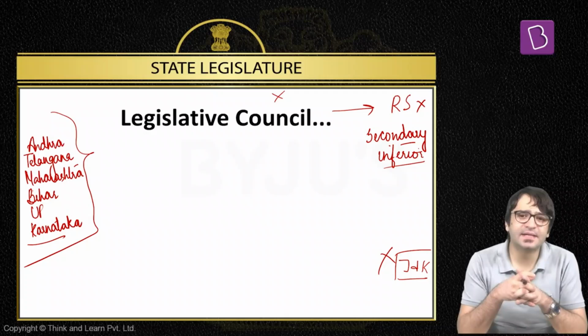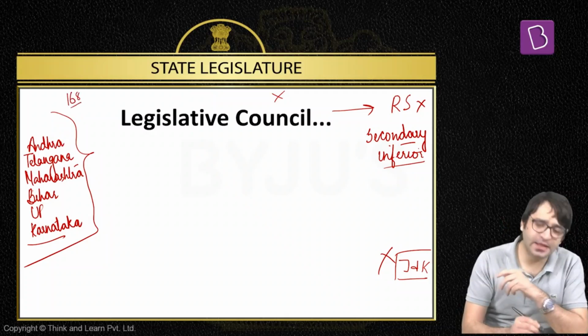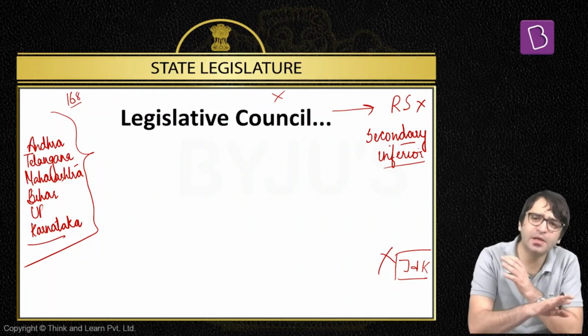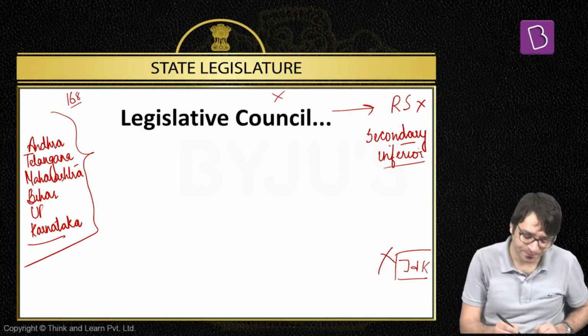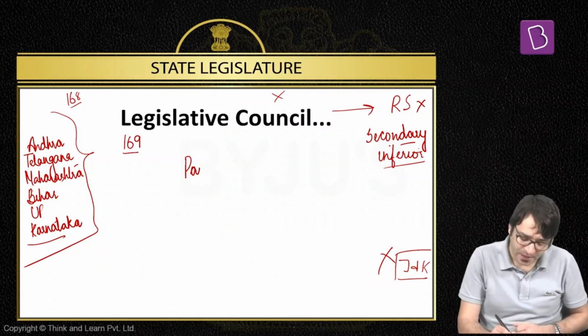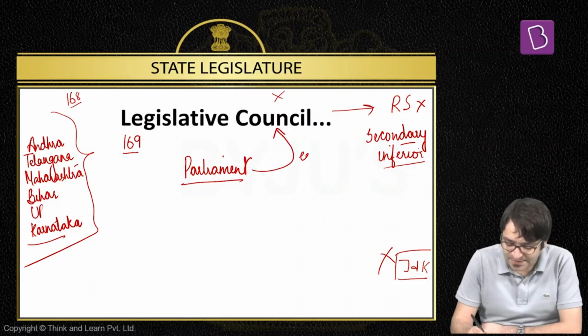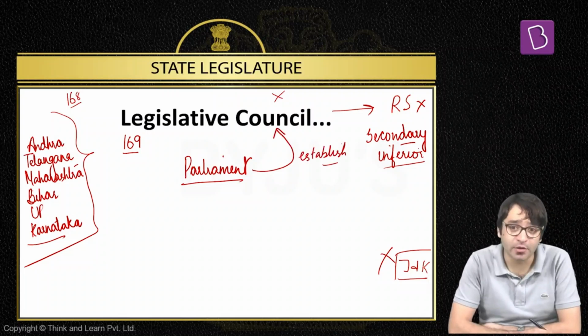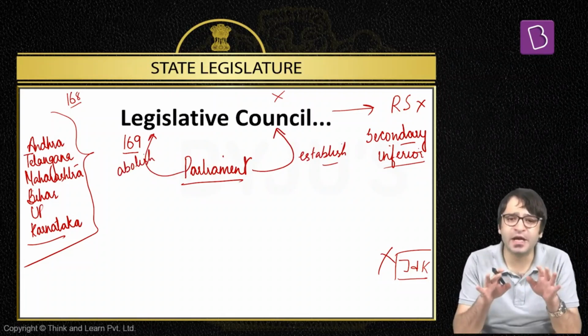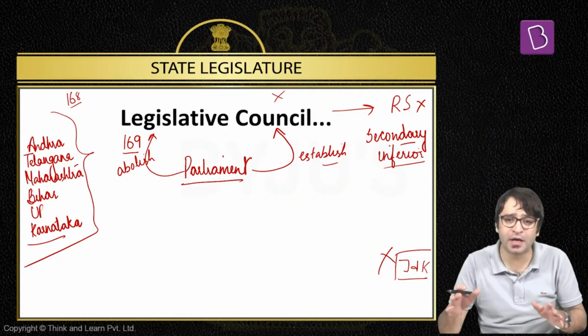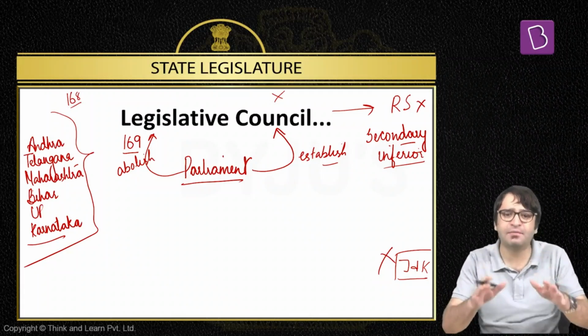legislative council. Under Article 168 of the Constitution, a state legislature can either have 1 or 2 houses, which means either only a legislative assembly or both legislative assembly as well as legislative council. Under Article 169 of the Constitution, the Parliament of India has the power. That means who has the power? Parliament. What is this power? Parliament can either establish a legislative council in those states where it is not present, or abolish a legislative council in those states. That means who has the power to either establish or abolish a legislative council? Under Article 169, it is the power available with the Parliament of India.